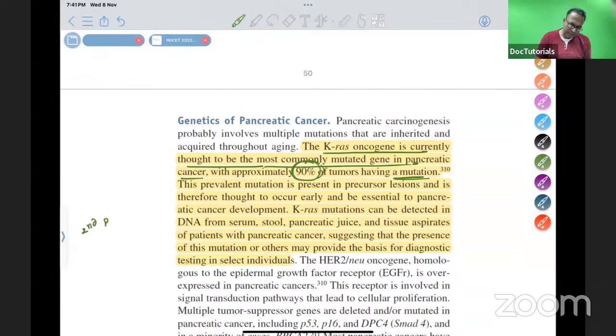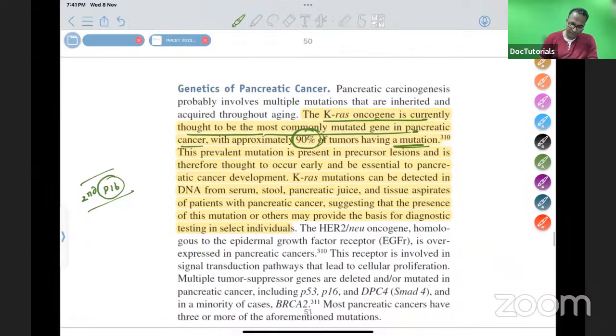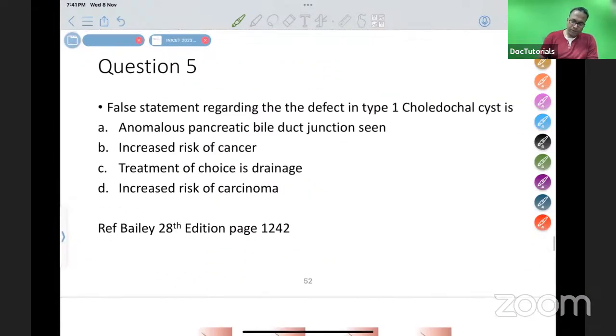Second mutation is P16. Okay, for super specialty MCQ. So it's already an old MCQ from super specialty. First common is KRAS, second is P16 mutation. So this is also a repeat concept, not a straight question. You can easily answer this question very well if you read it well.